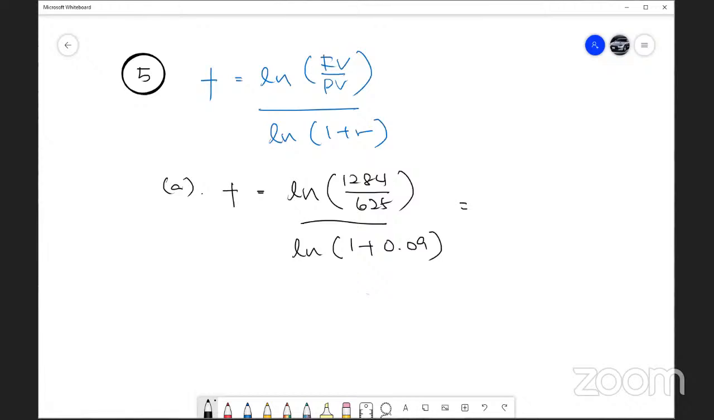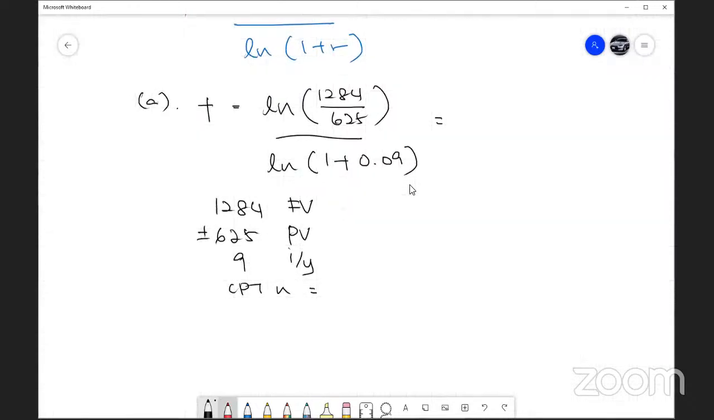If you use a financial calculator, key in 1284 FV, plus minus 625 PV, 9 for the interest rate, compute N, and that's your answer. We get here 8.35 years.